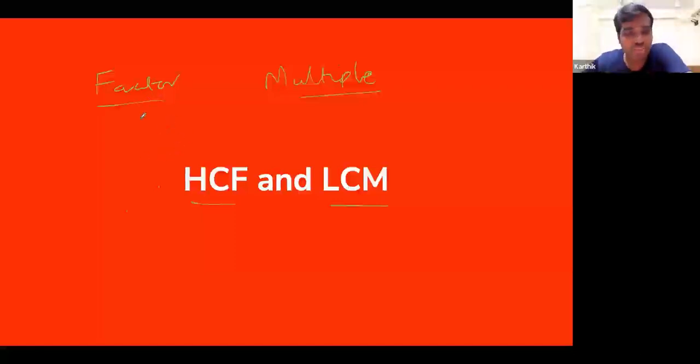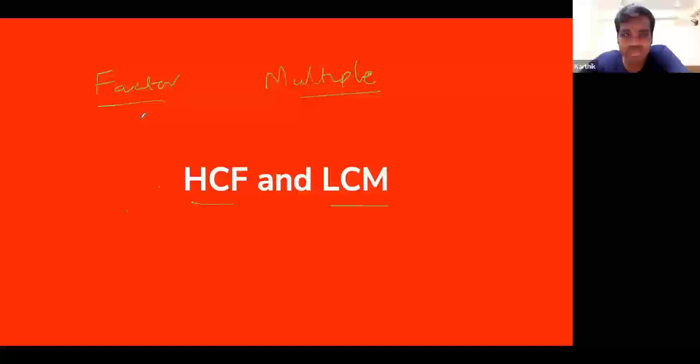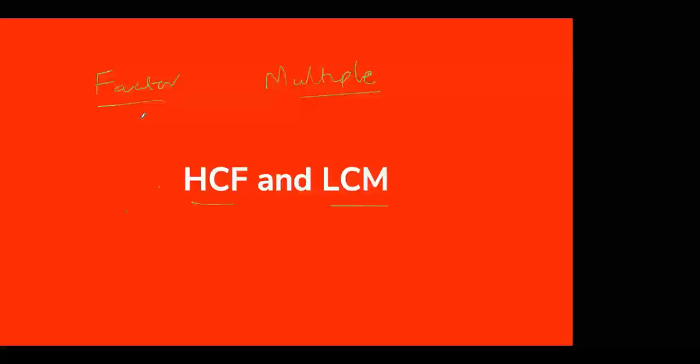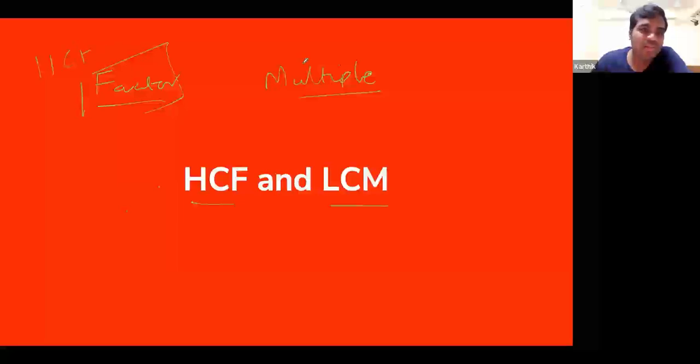What do you call a factor? What do you call a multiple? I mean, LCM, HCF, you would have studied in your school days, right? But then, HCF means what is the full form? Highest common factor. LCM? Least common multiple. Fine. So you have two words in this, factor and multiple, right? In HCF you have factor. In LCM you have multiple, right? Now my question is, what is a factor and what is a multiple?